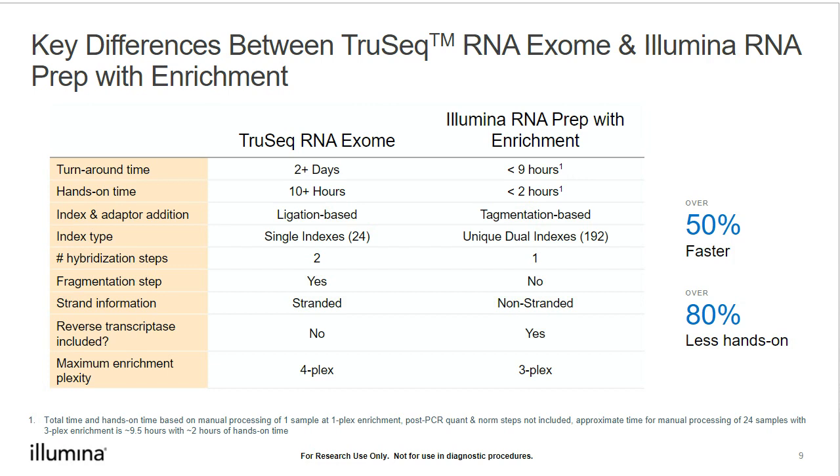With the new kit, we move to 1 hybridization reaction versus 2. And a note on the reagent, the reverse transcriptase enzyme is included in the new library prep kit, whereas it is a user-supplied consumable with the TruSeq RNA Exome kit. So in summary, the new kit is 50% faster and 80% less hands-on time due to these workflow changes.